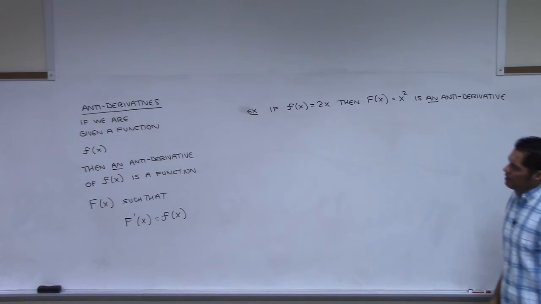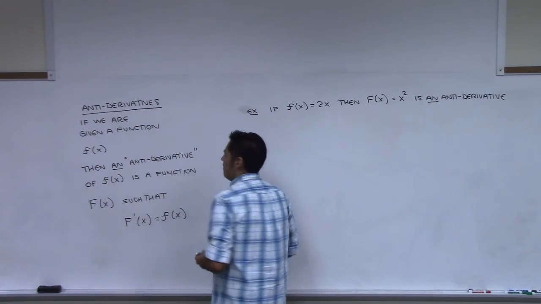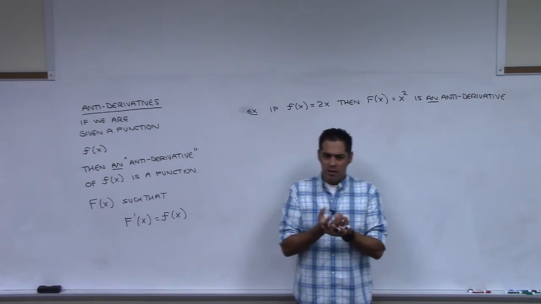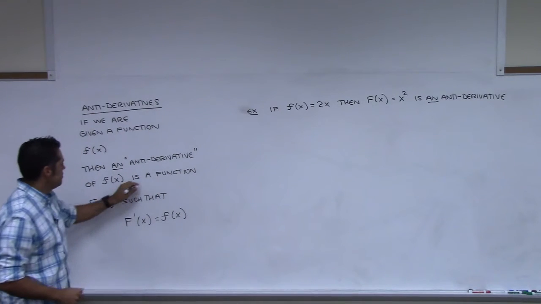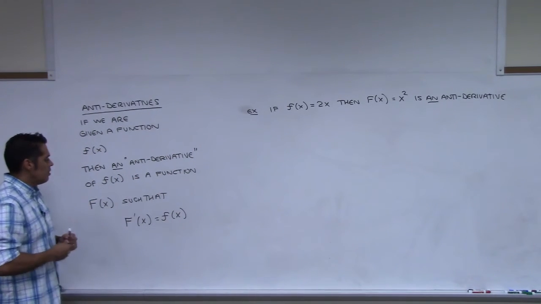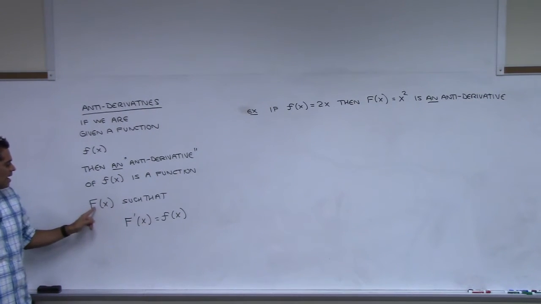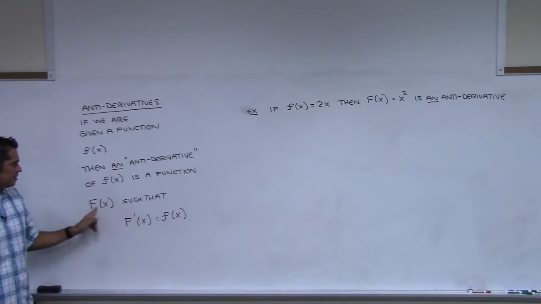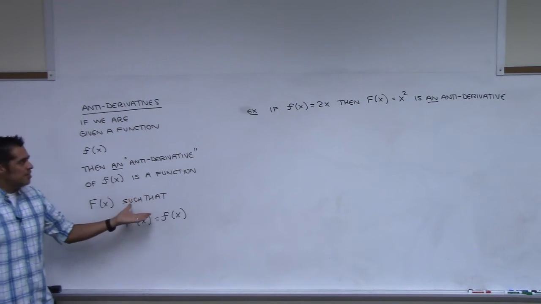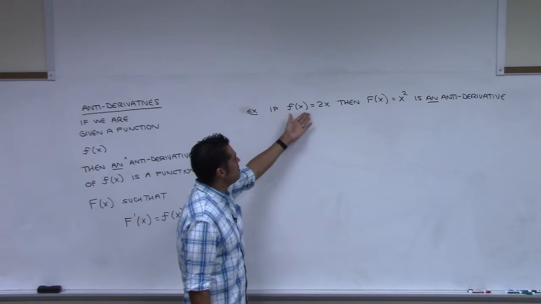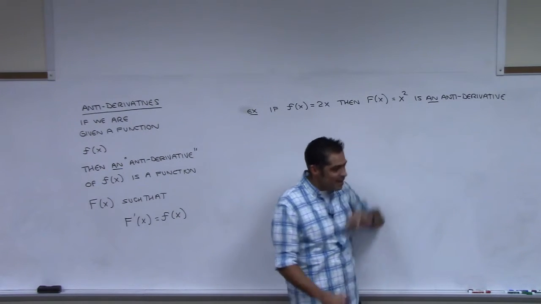But the definition of an antiderivative of a function is, so if somebody gives you a function and you want to find an antiderivative, it's any function, so long as it satisfies this equation: the derivative of that function, capital F is what we're going to call it, that's the antiderivative, as long as the derivative of that is little f. An example would be if little f of x is 2x, then obviously capital F of x being x squared is an antiderivative.